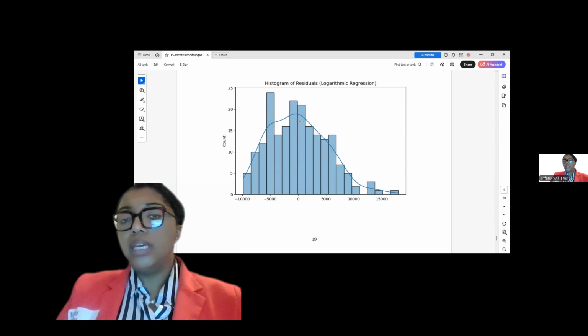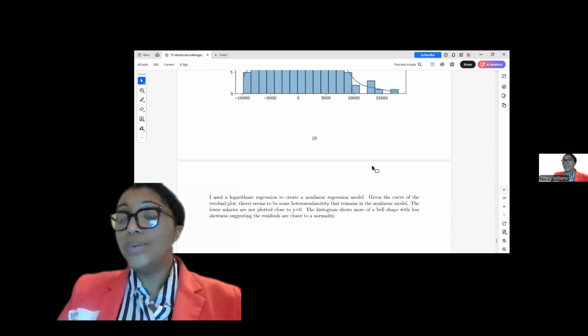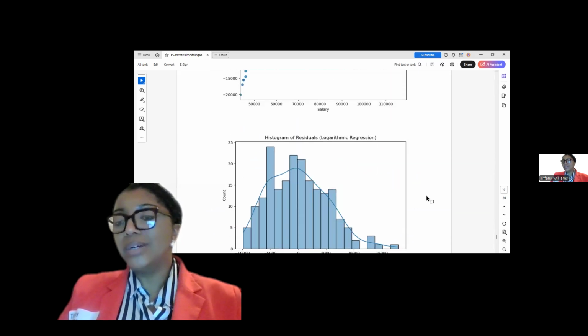The normality is a little more of a bell shape, but we still have this right skew here, which means that some of the residuals are overestimated. So that's a look at statistical modeling.